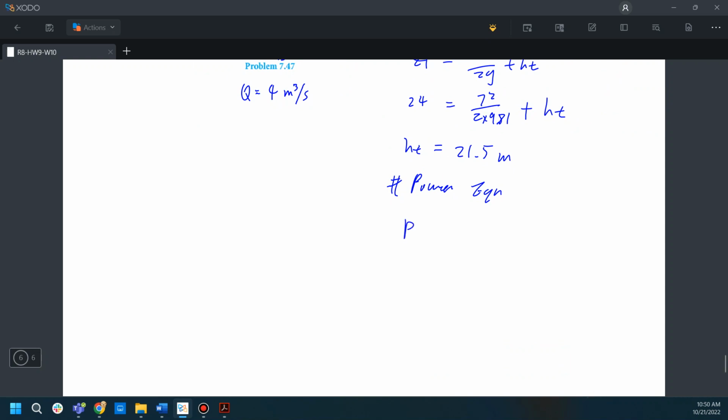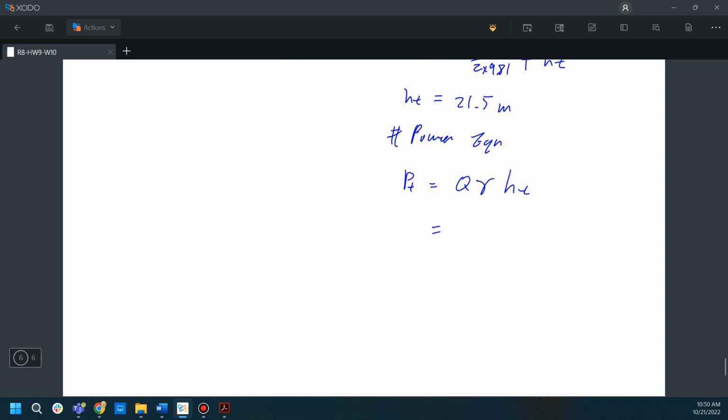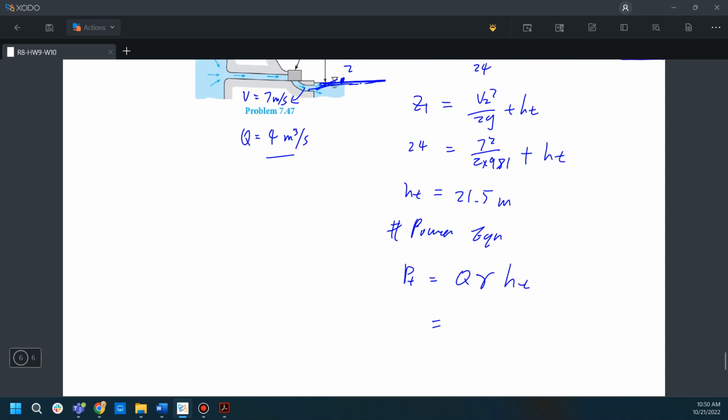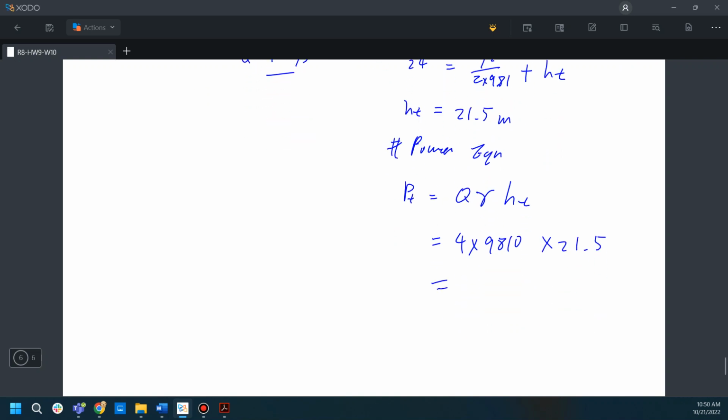So P is equal to Q gamma HT. Q is also given, it is 4. Gamma for water is 9810 Newton per cubic meter. Then the last term is the turbine head, that is 21.5 meter, and this gives you the power equal to 844 kilowatts.